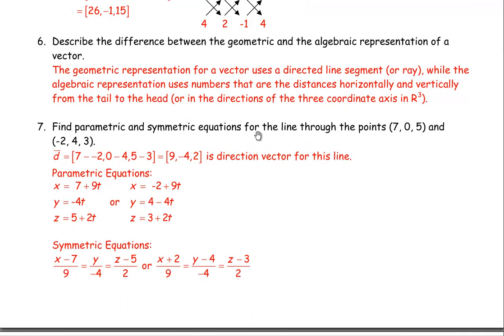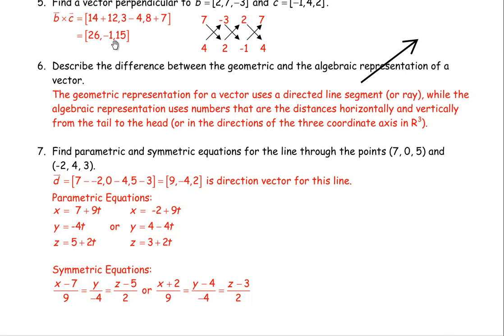In number 6, it says describe the difference between the geometric and algebraic representation of a vector. Well, the geometric means to draw something. It uses a directed line segment that looks like this. So that's a geometric representation for a vector. It's a drawn vector or arrow. Arrow is the same as a directed line segment. While the algebraic representation uses numbers that are distances horizontally or vertically.